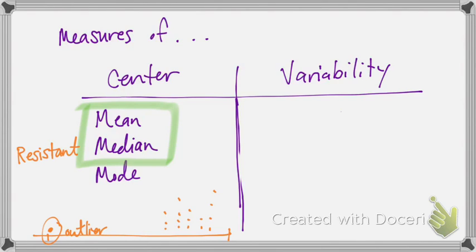So when I have skewed data, I want to use the median when I'm describing. So use the median when data is skewed to describe.